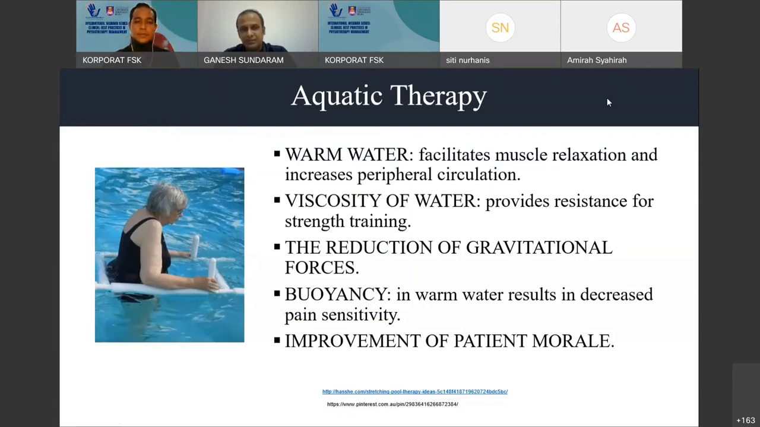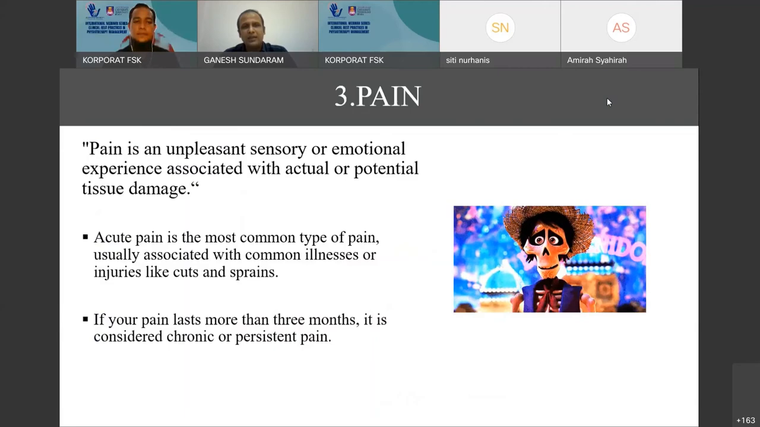Pain, an interesting topic. Pain is an unpleasant sensory or emotional experience associated with actual or potential tissue damage. So we can categorize pain into acute pain, chronic pain, or subacute pain. Acute pain is the most common type of pain, usually associated with common illness or injuries like cuts and sprains. If your pain lasts more than 3 months, it is considered chronic or persisting pain.